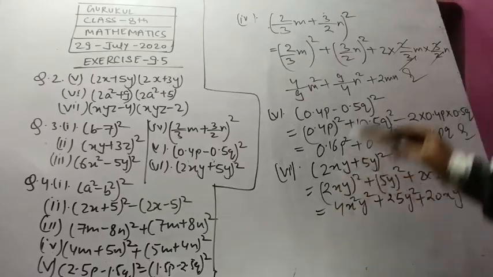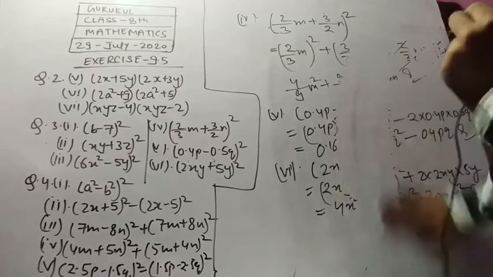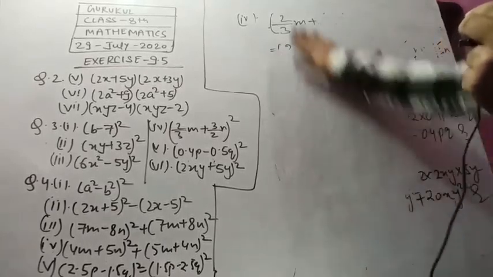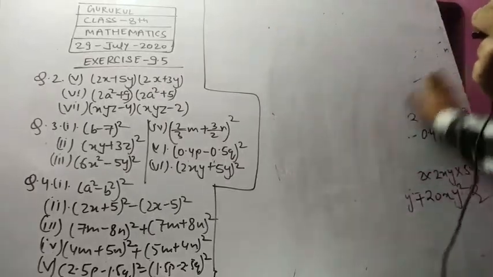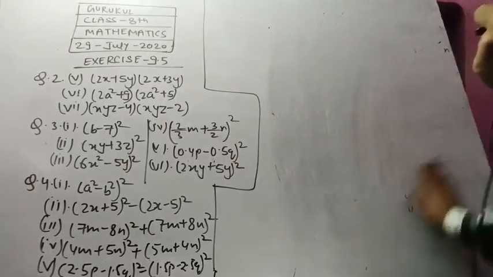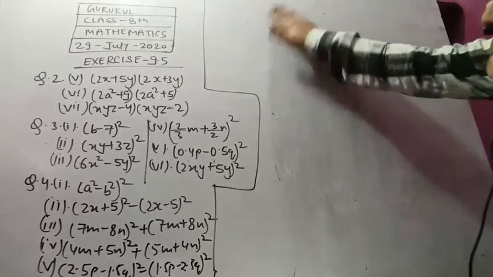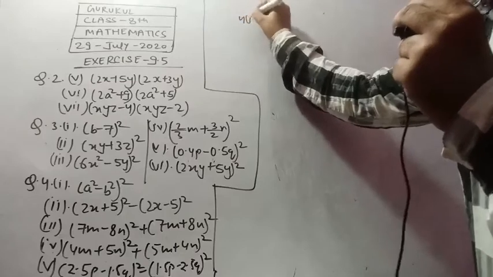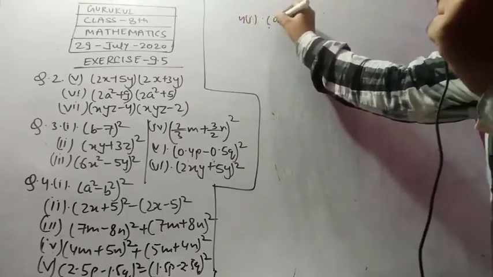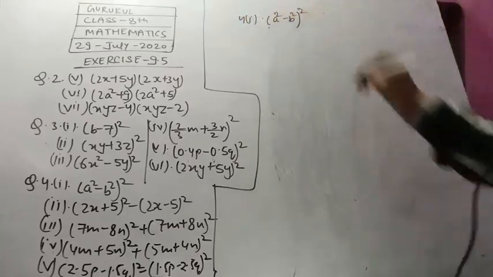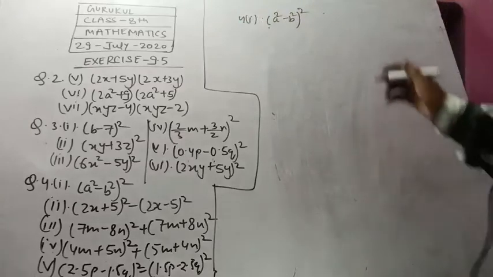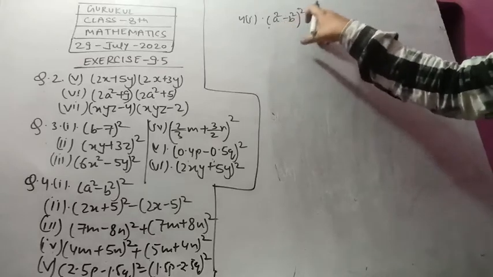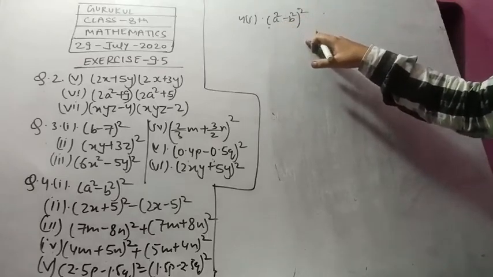Let us solve question number 4, the very first part, that is (a square minus b square) whole square. This we have to solve. So we have to apply the same identity. We should not be worried about this. (a minus b) whole square, a square plus b square minus 2ab.